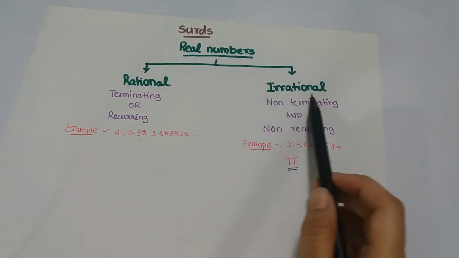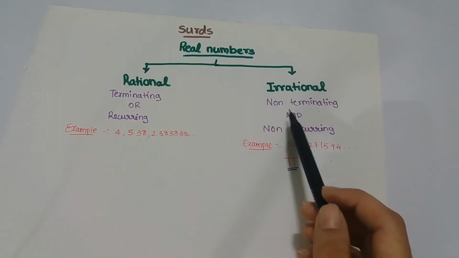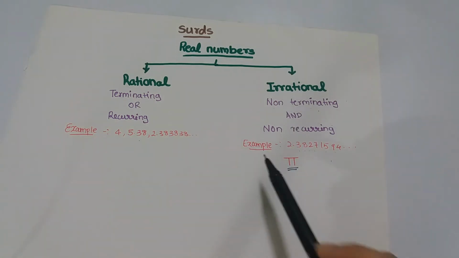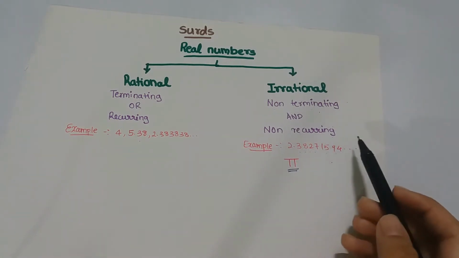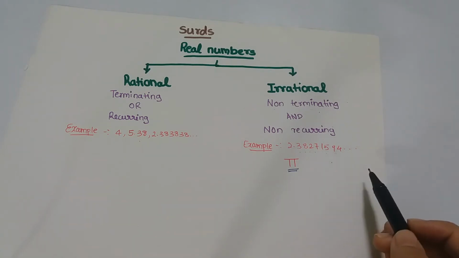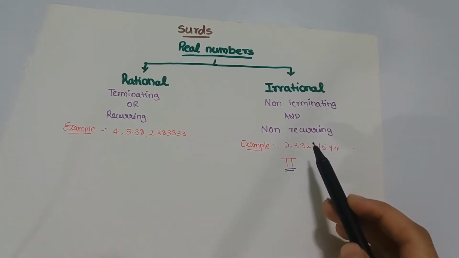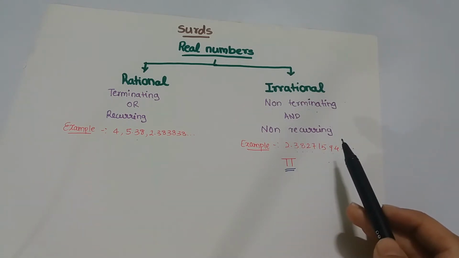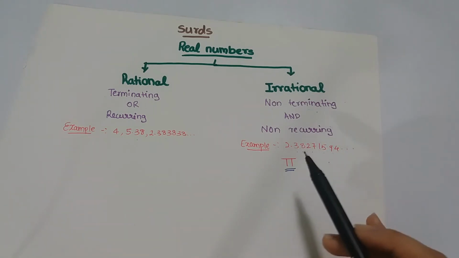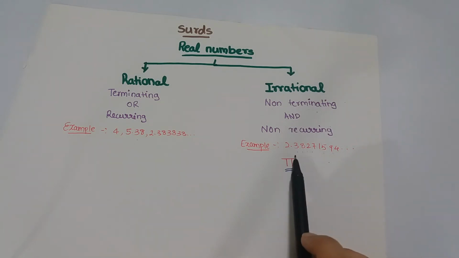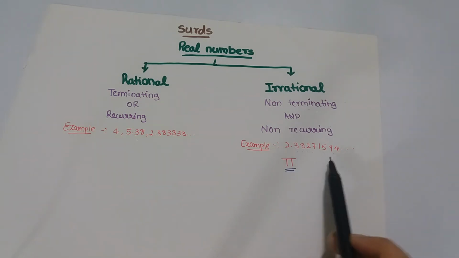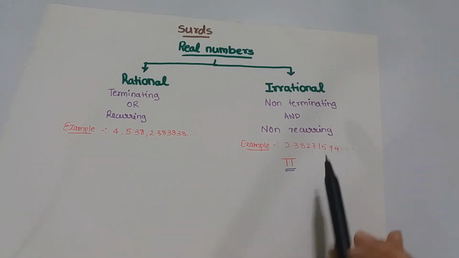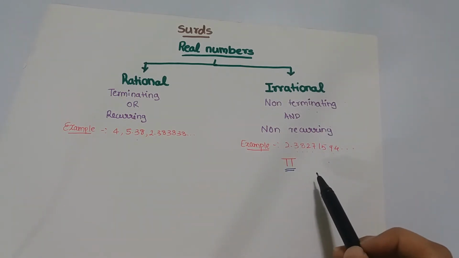Then there are irrational numbers. They are non-terminating and non-recurring. What does that mean? They do not have an end, they continue on, and they are non-recurring. That means they do not have any fixed order. They are not repeating themselves in a fixed manner. Example is 2.38271594 and it can go on and on. The numbers are not repeating in a fixed pattern or a fixed manner.